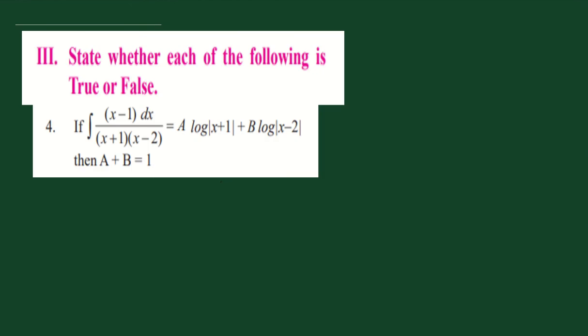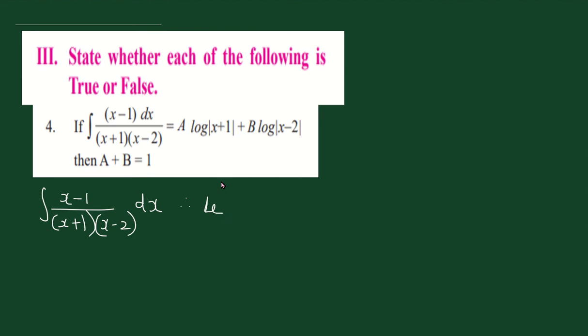The third question, state whether the given statement is true or false. In that, the fourth one: if the integral of x minus 1 upon x plus 1 into x minus 2 dx is equal to a log x plus 1 plus b log x minus 2, then a plus b is equal to 1. We have to check whether the statement is true or false. Well, there is only one method of finding it out, that is by solving the sum. So we write the integral of x minus 1 upon x plus 1 into x minus 2. This is the given question.